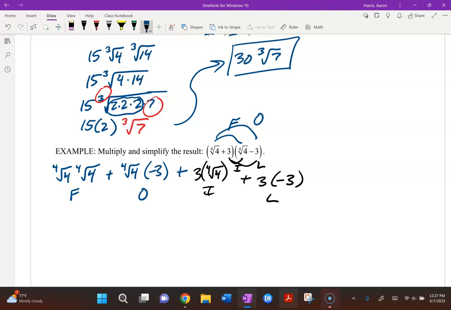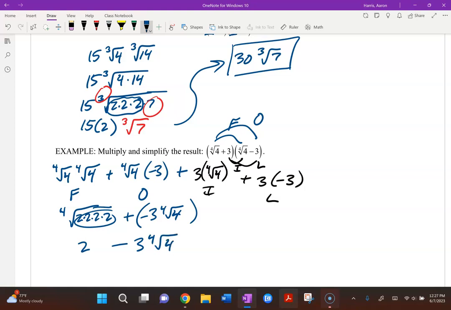Okay? So 4th root of 4 times 4th root of 4, that's 4th root of 16. Well, let me break that down. That's 2, 2, 2, and 2. I have 4 of a kind, so that's 2, plus. Now I'm going to put that negative 3 out front. Negative 3, 4th root of 4. So plus a minus, so I'm going to go minus 3, 4th root of 4.